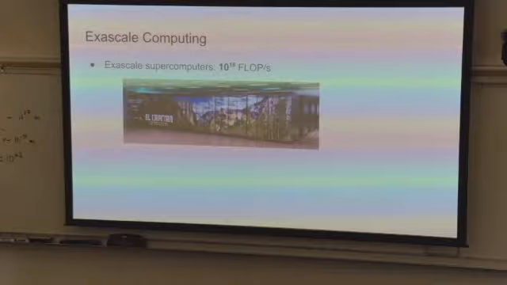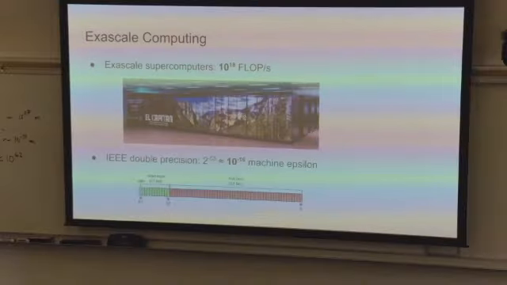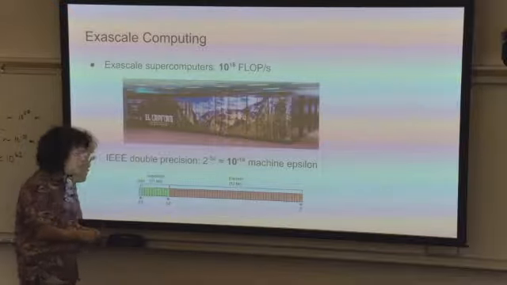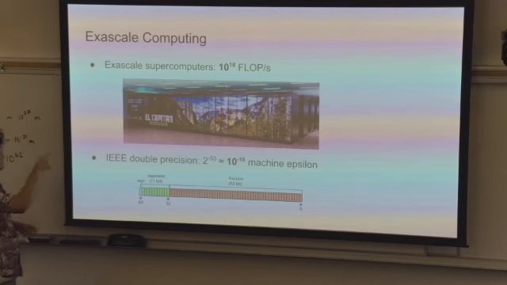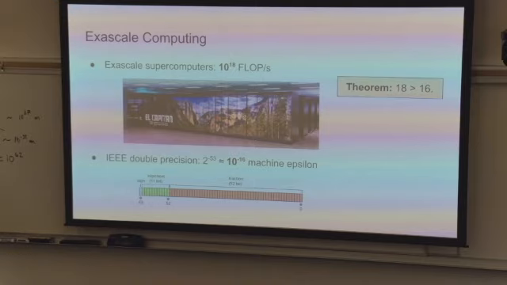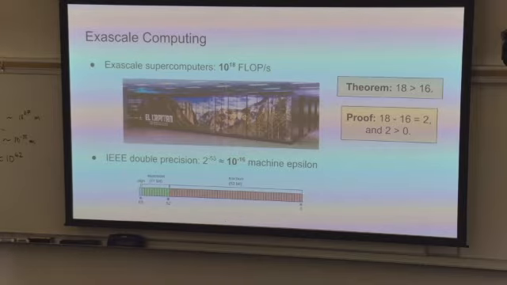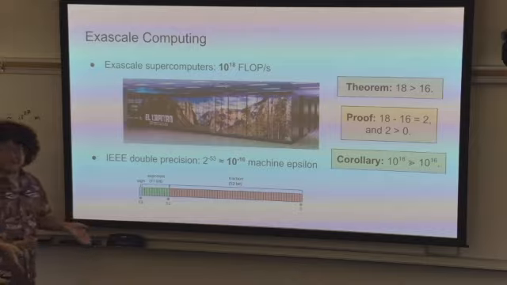And I just told you that those are double precision floating point operations on these machines, which give you a machine epsilon of 2 to the minus 53, which is roughly 10 to the minus 16. Now, if you look at these two numbers in the slide, you may get the feeling that something is wrong here. This is, of course, a mathematics course, so theorem: 18 is bigger than 16. All right? If for some reason you need a proof, it is because the difference is positive. And what this means as a corollary is that actually 10 to the 18 is quite a lot bigger than 10 to the 16.